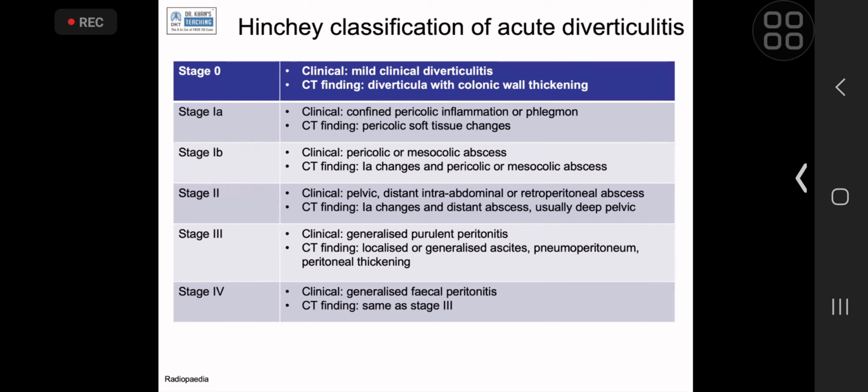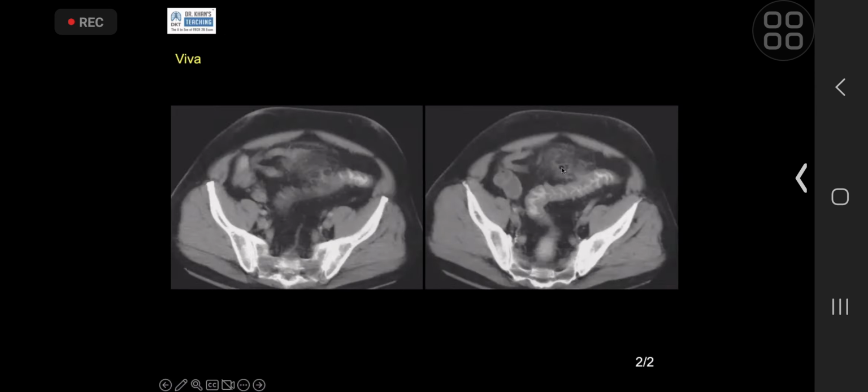Another key point for you to remember is that if there are gas locules in the sigmoid mesentery, don't overcall them. Don't think that this is frank pneumoperitoneum. Frank pneumoperitoneum will be when the gas is under the diaphragm or at some other location, because this one will be tackled conservatively.